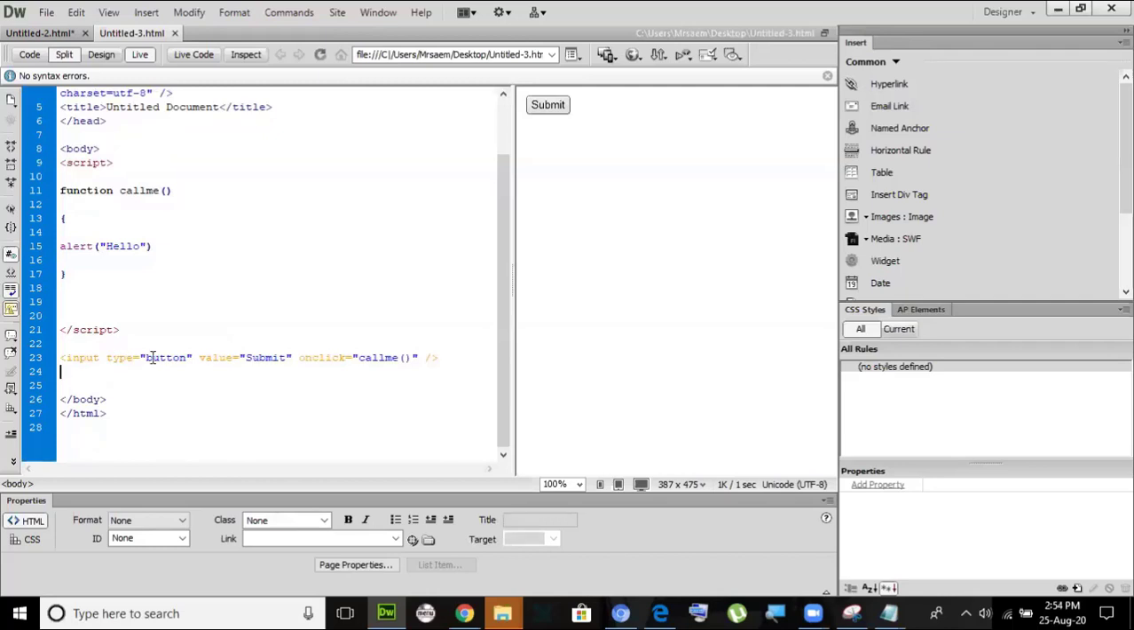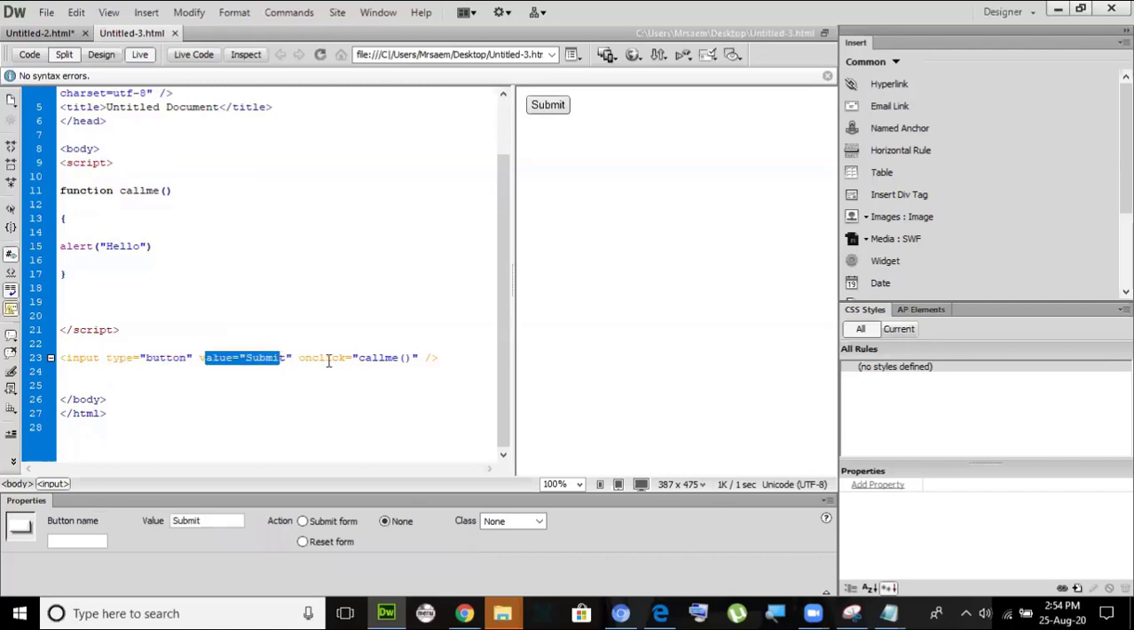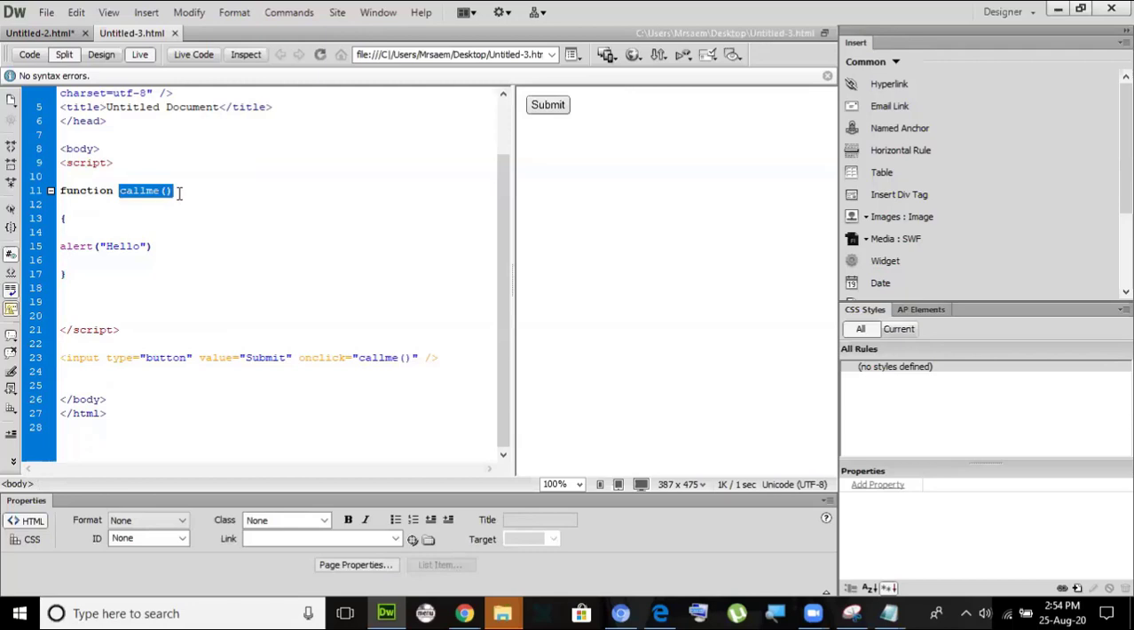So input type is a button, value is submit, on click. When I click on this, what happens is call me ke aage bracket. I have done it because it's a function. So on click, go to call me. It comes over here. It says, do I have any function by the name of call me? It finds it over here. Yes, I have a function by the name of call me. फिर वो call me को call करता है. And it says, what is inside call me? Alert. So when I click on this, it tries to find call me and it shows me that.